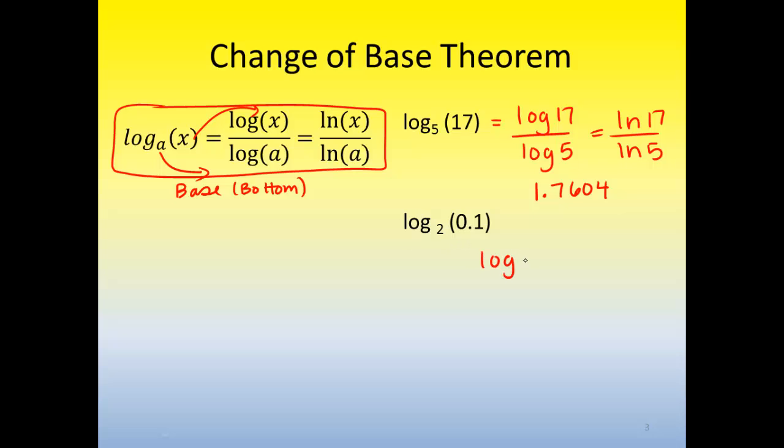Okay, so let's try the next one. I'm going to do log of 0.1 divided by the log of 2. Or I could do the natural log of 0.1 divided by the natural log of 2. So log of 0.1 divided by the log of 2. And I get negative 3.3219.